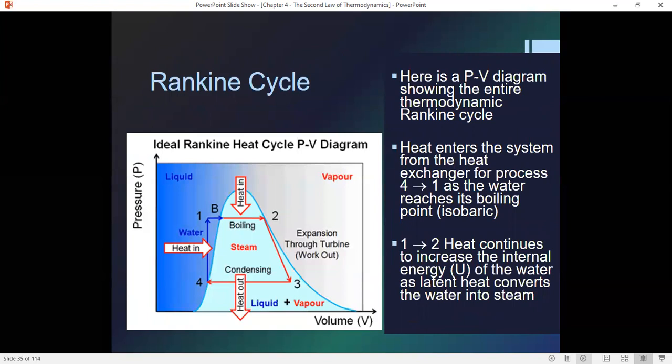Again, this is what the cycle looks like. Heating the water up to its boiling point, and then as it's allowed to expand, it goes from a liquid to steam. And then basically, this powers the turbine. So, the Rankine cycle.